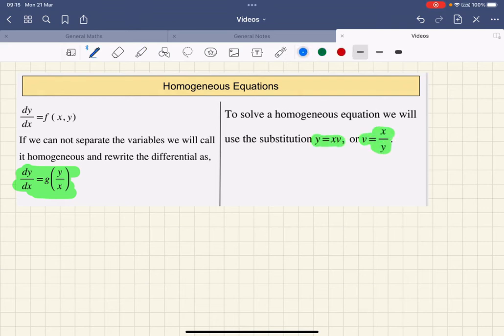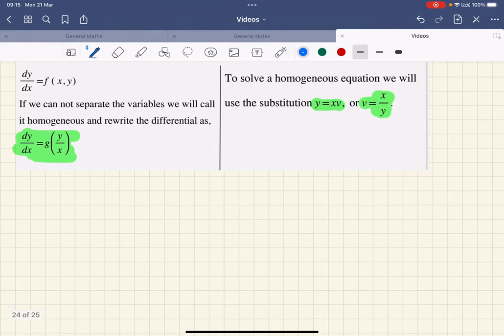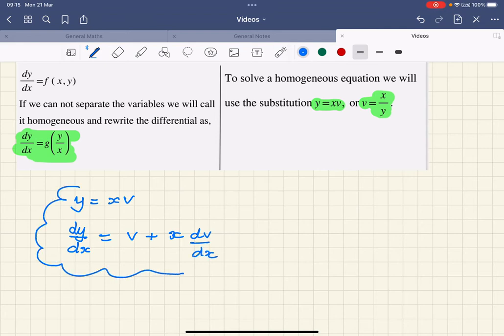Okay, so let's just concentrate a minute on that substitution, because this is going to be common to every single one we do. That y equals xv. Differentiating both sides with respect to x gives me dy by dx, and using the chain rule, we will have v plus x dv by dx. Now we're going to be using that all the way through, because we're going to replace this dy by dx here with the v plus x dv by dx.